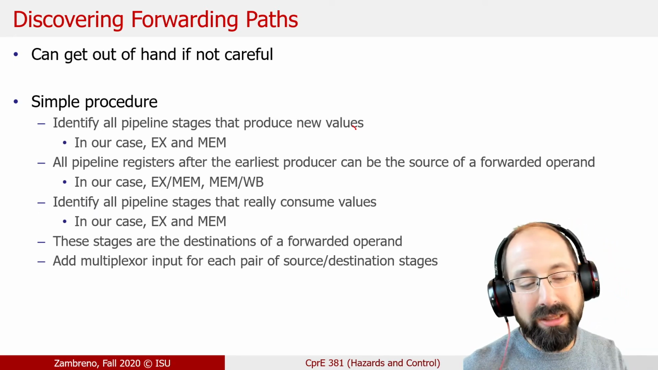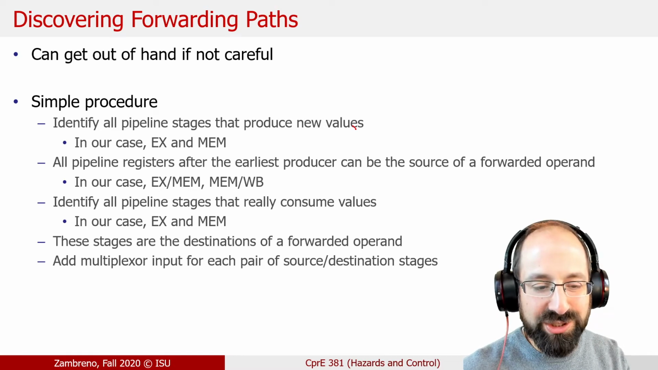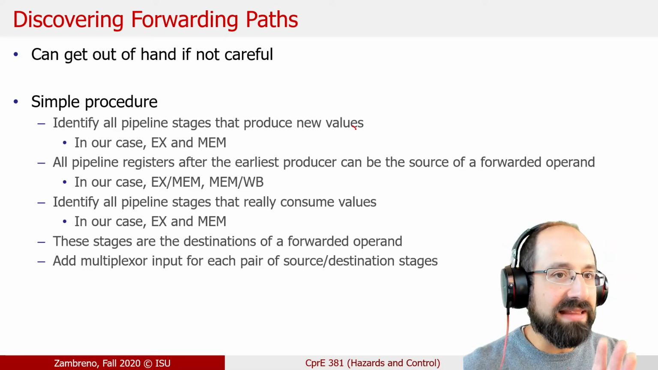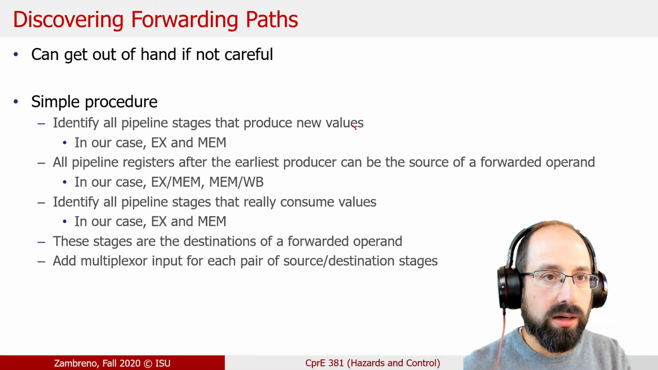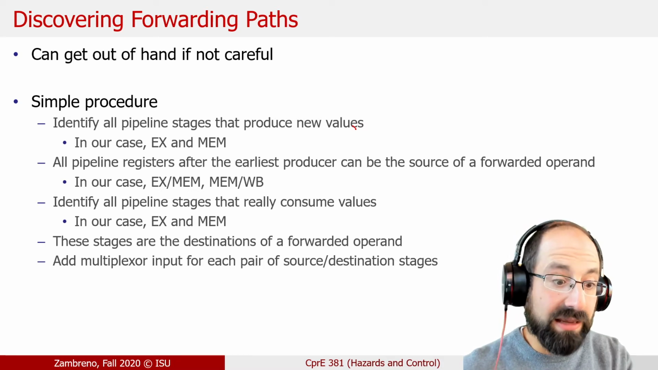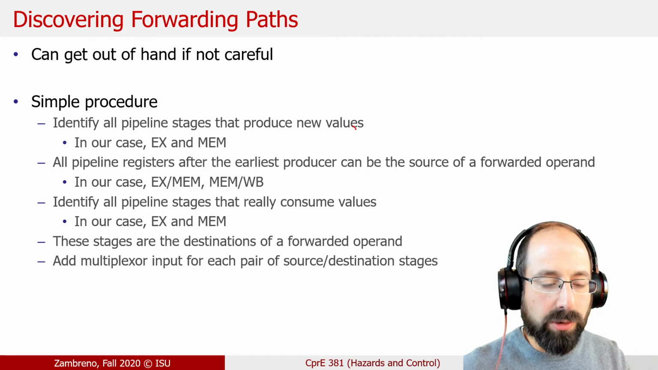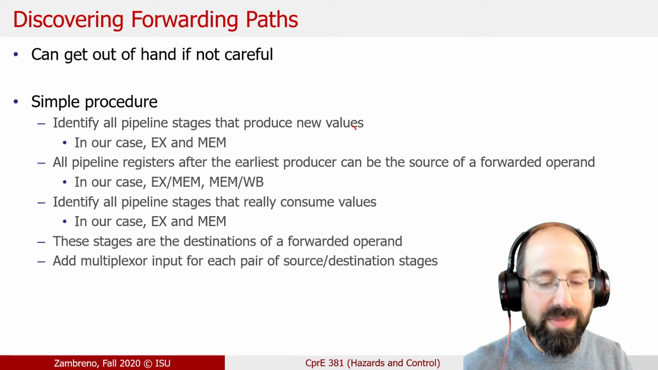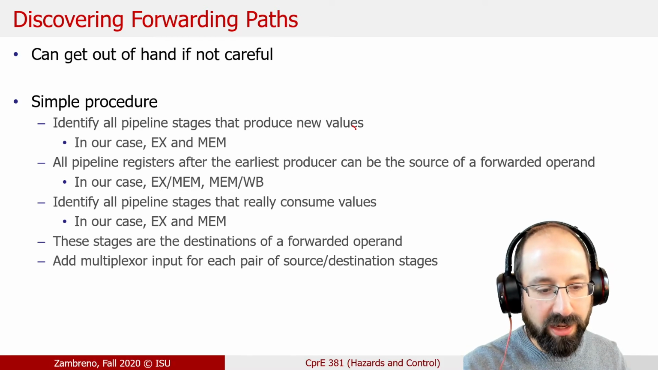In the 5-stage MIPS implementation, there are very few of those. Our values are really only getting produced by our ALU stage, and for the load word instruction by our memory stage. And likewise, in our existing implementation right now, the stages where we're consuming values would be the EX stage and the MEM stage. So any combination of those pairs is fair game.